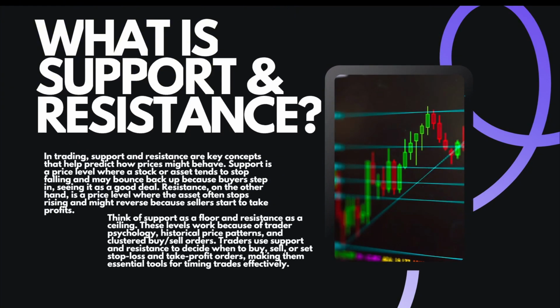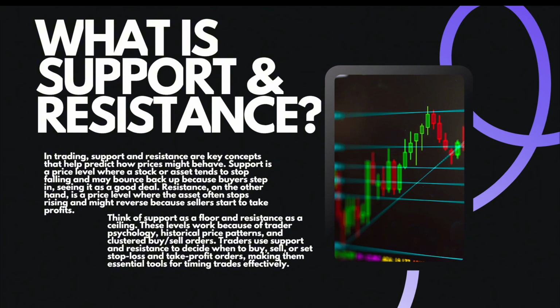So what is support and resistance? In trading, support and resistance are key concepts that help predict how prices may behave. Support is a price level where a stock or asset tends to stop falling and may bounce back up because buyers step in, seeing it as a good deal. Resistance, on the other hand, is a price level where the asset often stops rising and might reverse because sellers start to take profits. Think of support as a floor and resistance as a ceiling.